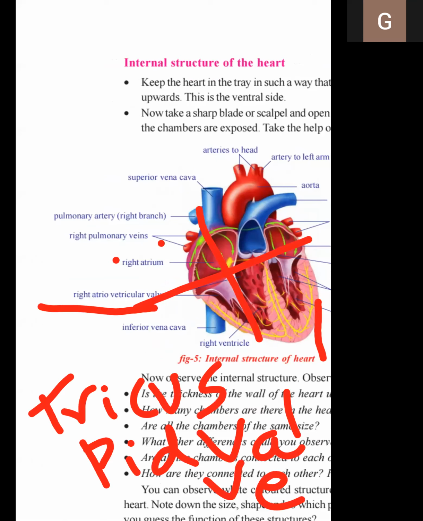Okay, tricuspid valve. Tri means three flap-like tissues. Flaps of tissue. The tricuspid valve is present at the right atrioventricular septum. So that valve is called the tricuspid valve. Tricuspid means three flaps of tissue. Okay, next valve.